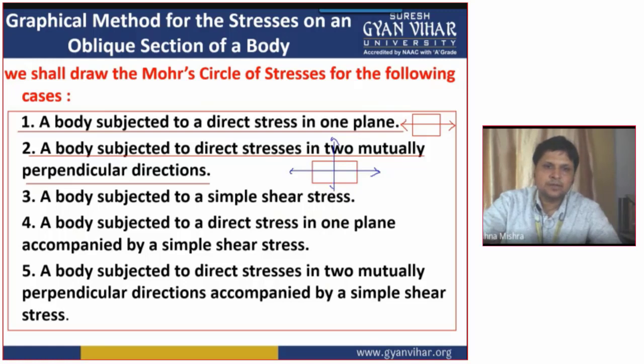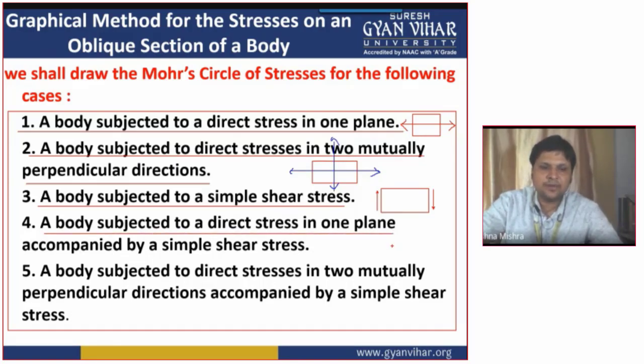The third case is a body subjected to simple shear. Means if this is the body, then there is only shear stress acting along the plane. Simple shear. No biaxial loading or uniaxial loading is there. Only shear stress is acting. And in the fourth case, a body is subjected to direct stress in one plane accompanied by simple shear stress. So the fourth case is basically a combination of, students, the first one and the third one.